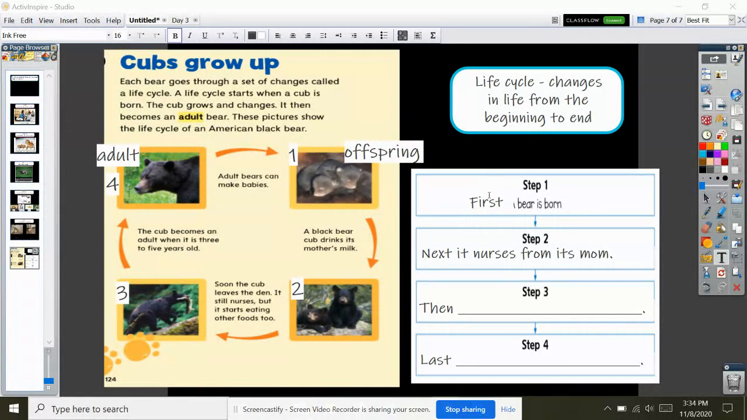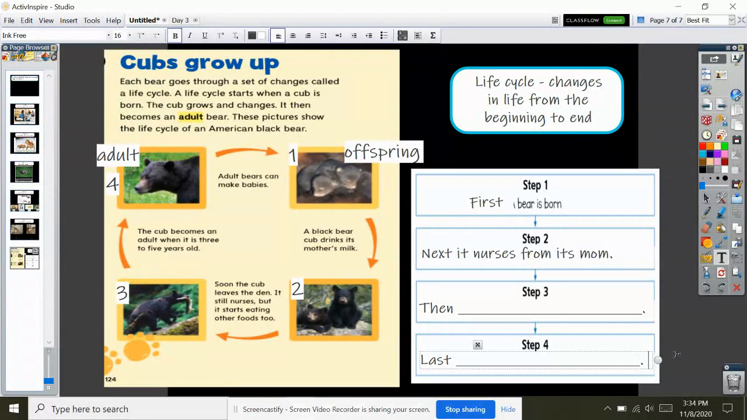On the first step of our graphic organizer, it tells us that first a bear is born. That's the baby cubs. The next step says that it nurses from its mom. That's when it gets milk from its mom. Now, your job is to give me 2 details or 2 sentences telling me what happens in the third and the fourth step. Tell me what happens when they are teenagers or becoming adults. Then last, tell me what happens when it is finally an adult.